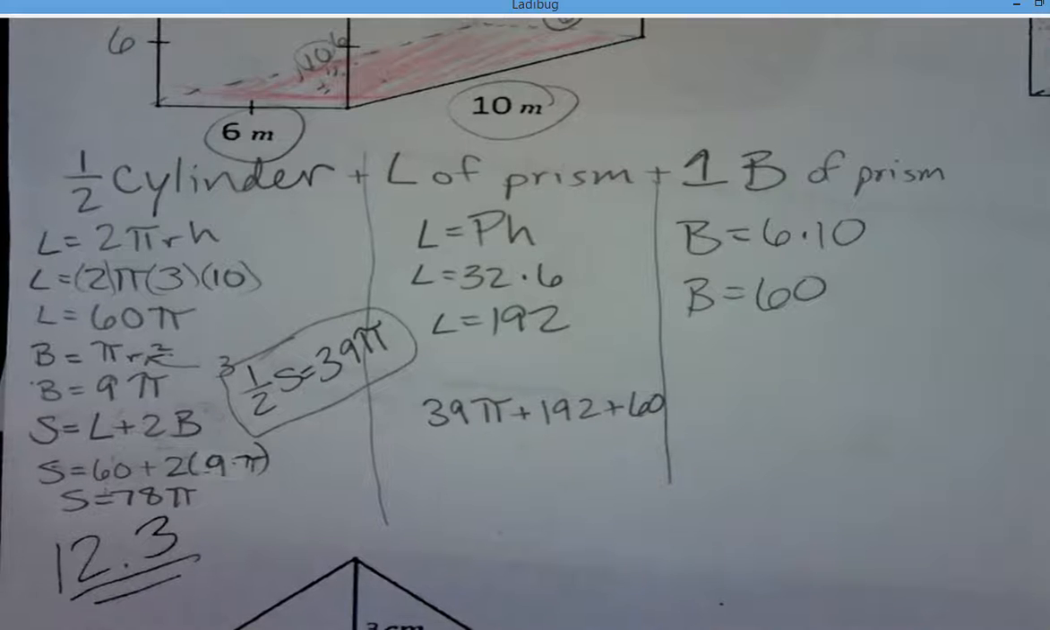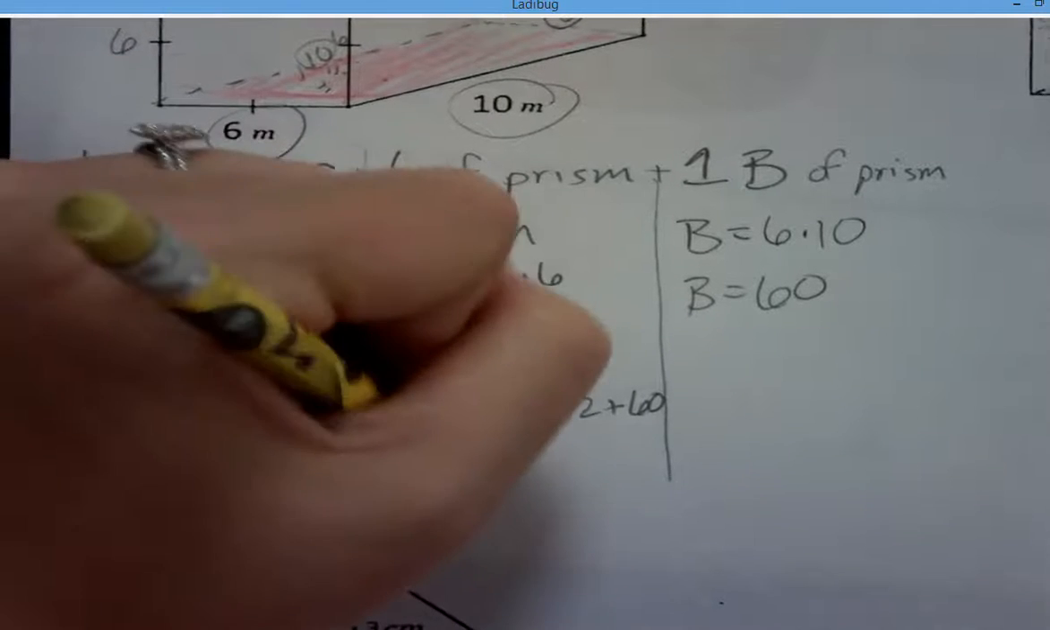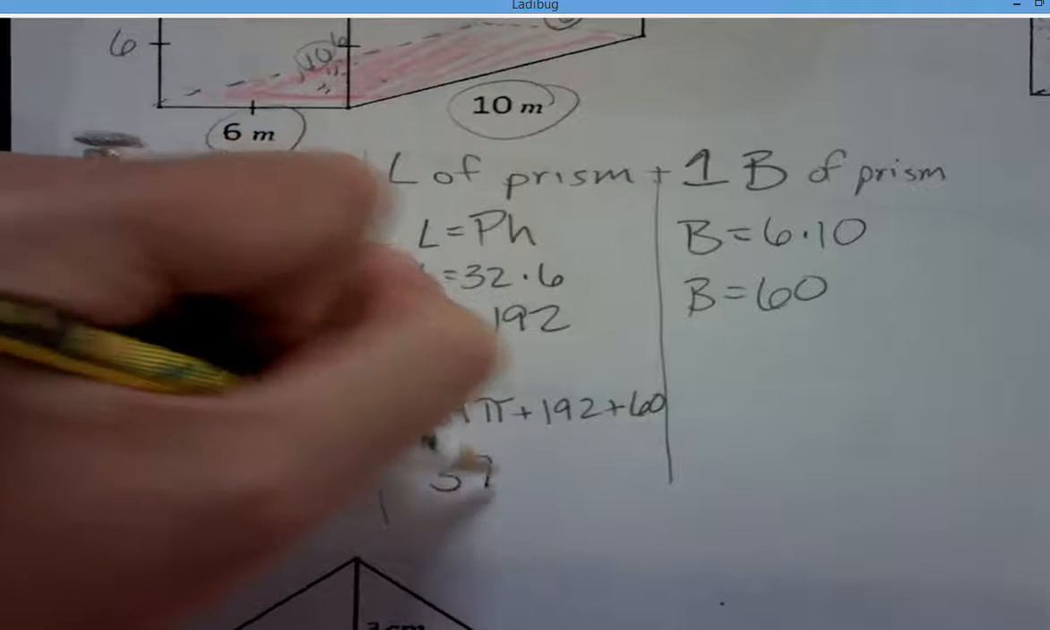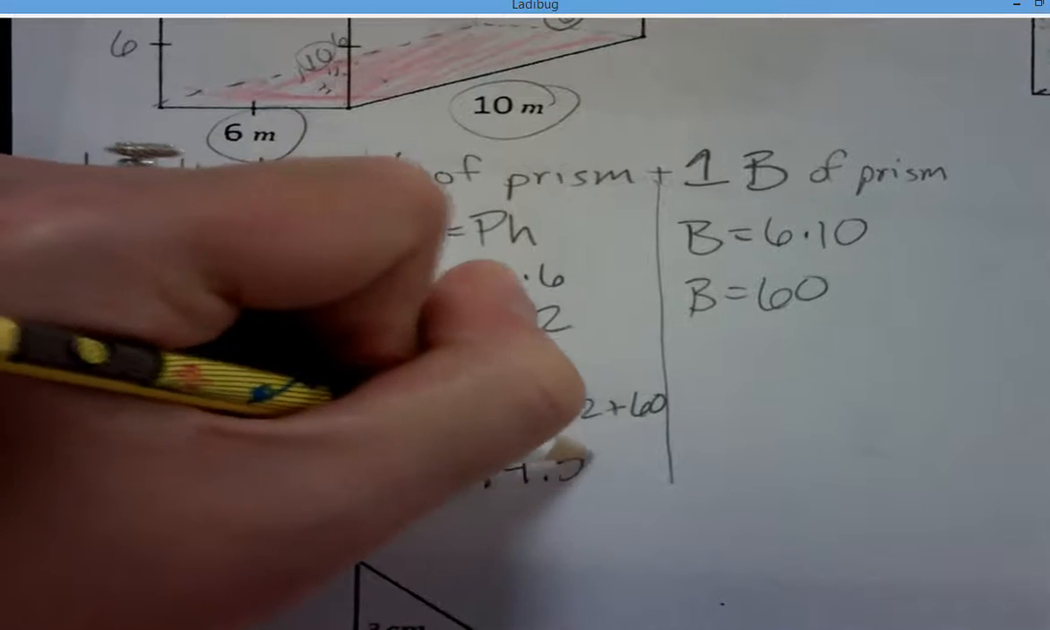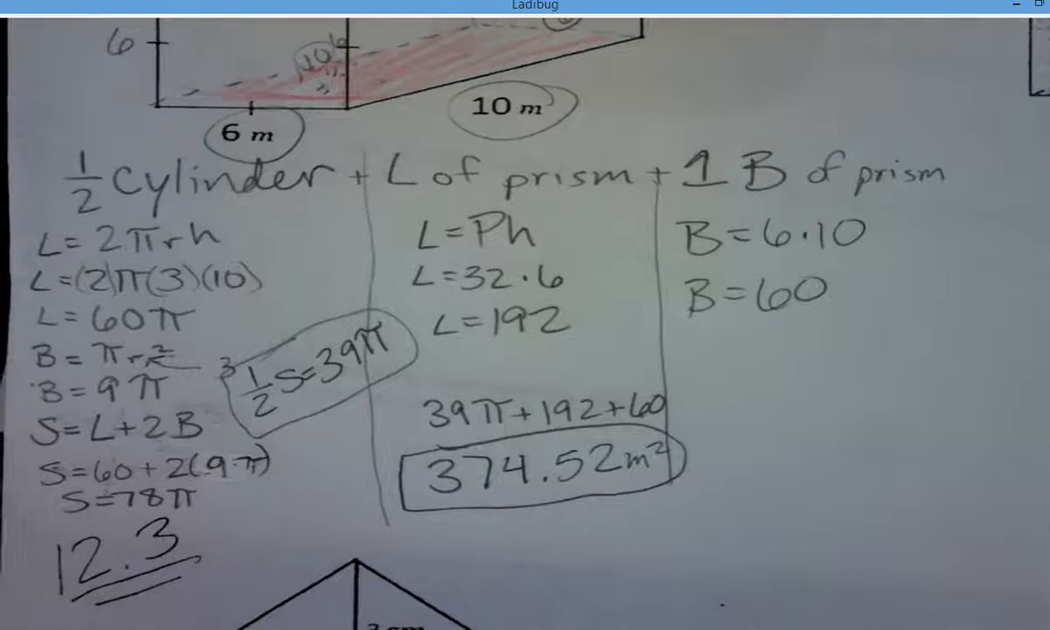I'm going to go ahead and put all of this in the calculator because remember, we want the answers in terms of decimal answers. So when we put all of this in the calculator, we get 374.52 meters squared. Go ahead and put 39 pi in the calculator. I know we didn't do that last unit. We are doing that this unit.